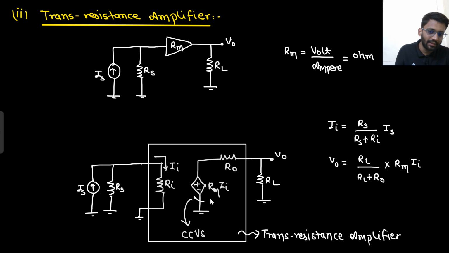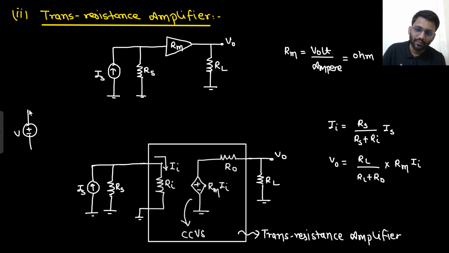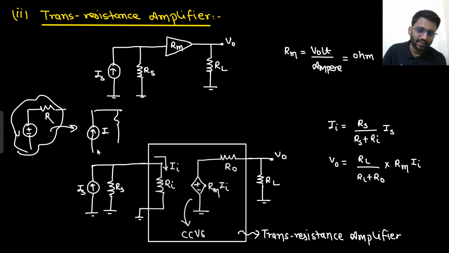But if I am showing this by positive and negative, then how will I show the current? Current should be going outward. Basically, let's just say this is your V and this is your resistance R. If you need to convert this voltage source into a current source, what will you do? I is V upon R. What is the direction? The direction should be such that the current is coming out of the positive terminal. I taught you all these things in network analysis.